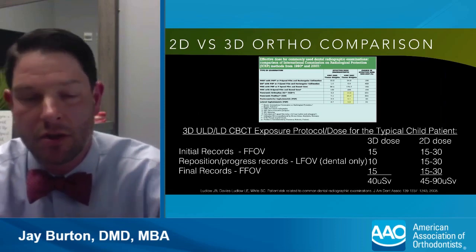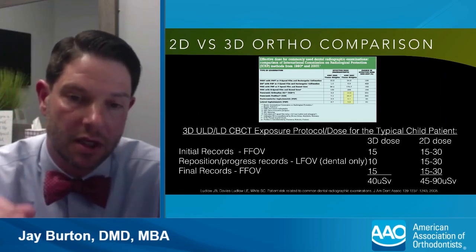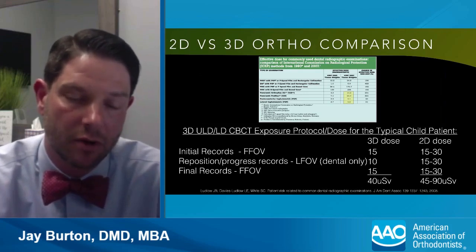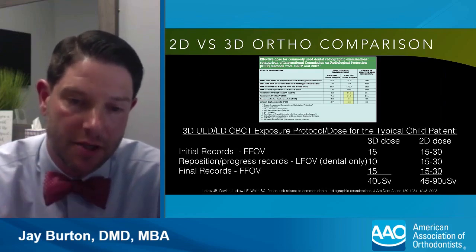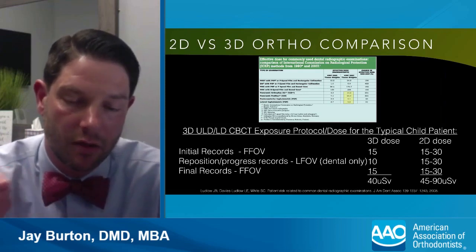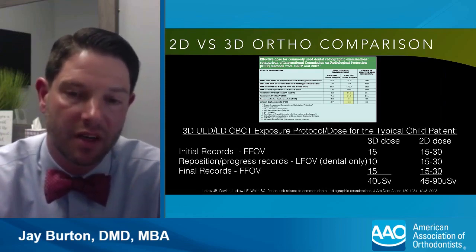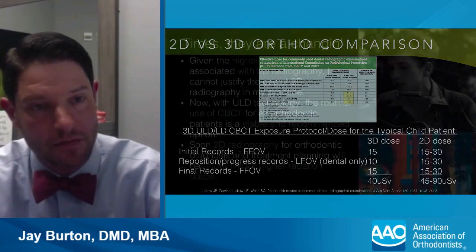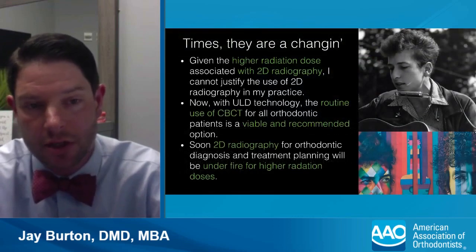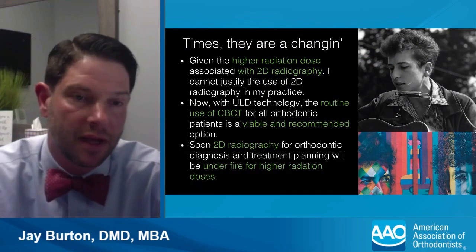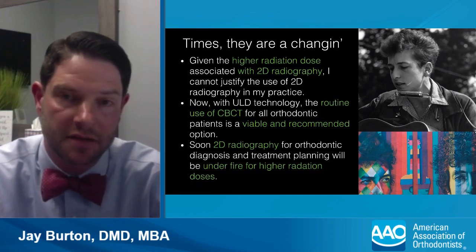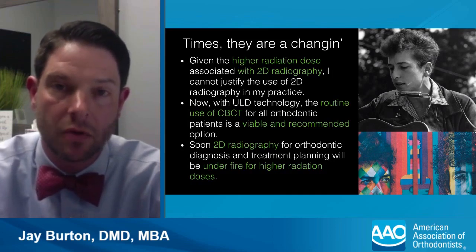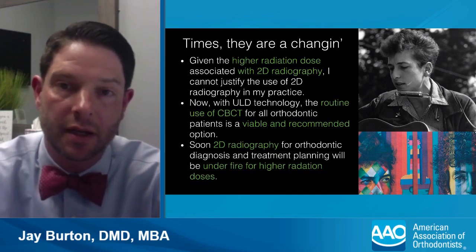If you look at the average 2D dose for those 3 time points, you're looking at somewhere between 45 and 90 microsieverts. On the high end, over double of what my patient is receiving. And at that point with 2D, you don't have near the amount of information I have to treatment plan the case. So times are a-changing. Given the higher radiation dose associated with 2D radiography, I can't justify its use in my practice. So is 2D radiography justified in orthodontics at this point? I would say absolutely not.